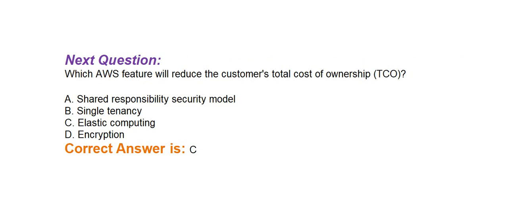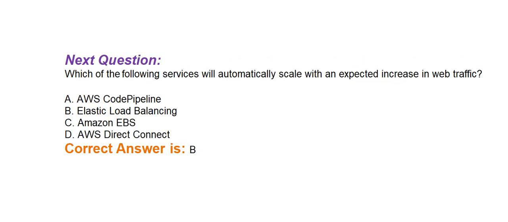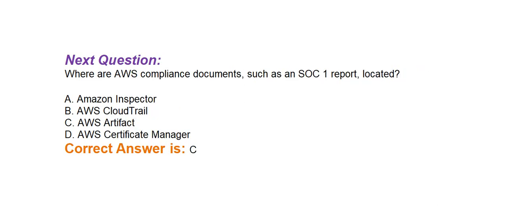Elastic computing. Next question. Which of the following services will automatically scale with an expected increase in web traffic? Option A. AWS CodePipeline. Option B. Elastic Load Balancing. Option C. Amazon EBS. Option D. AWS Direct Connect. Correct answer is option B. Elastic Load Balancing.